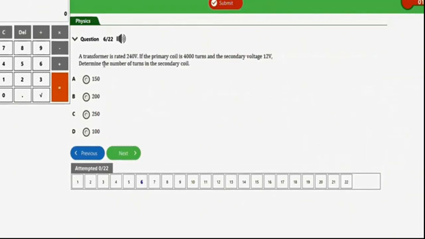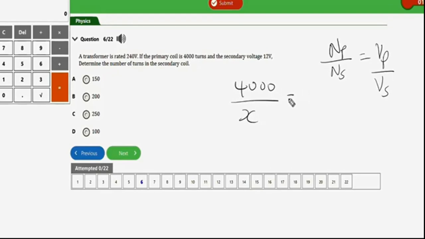So the question says a transformer is rated 240 volts, if the primary coil is 4000 turns and the secondary voltage 12 volts. That means the number of turns in the secondary coil. So we are still going to make use of this formula, NP over NS equals VP over VS. So in this question, our NP will be 4000 turns over, we are looking for the NS equals, our primary voltage is 240, our secondary voltage is 12.